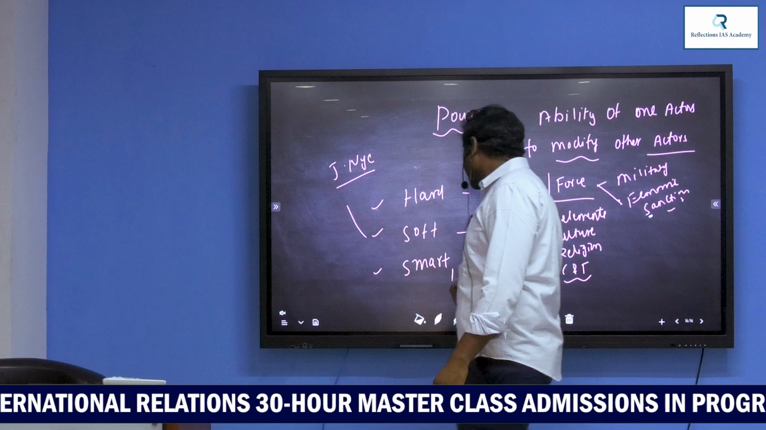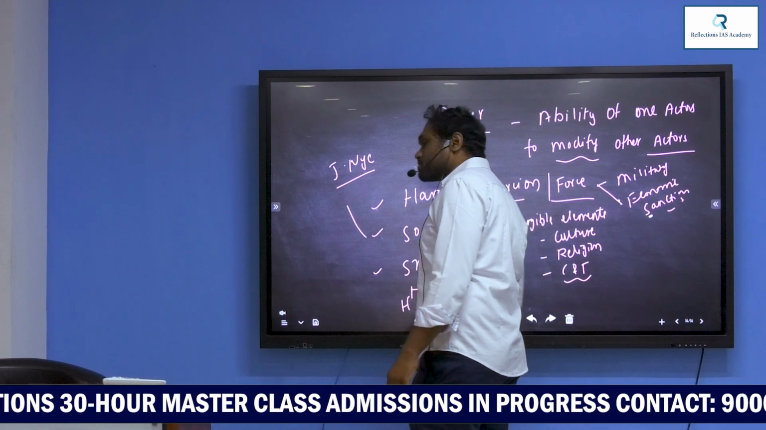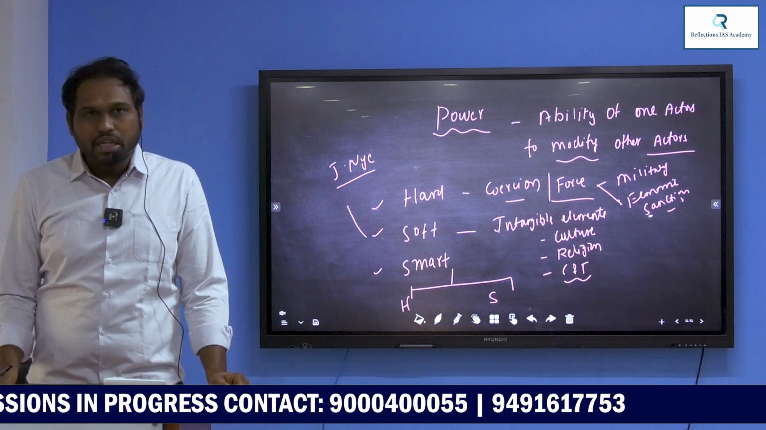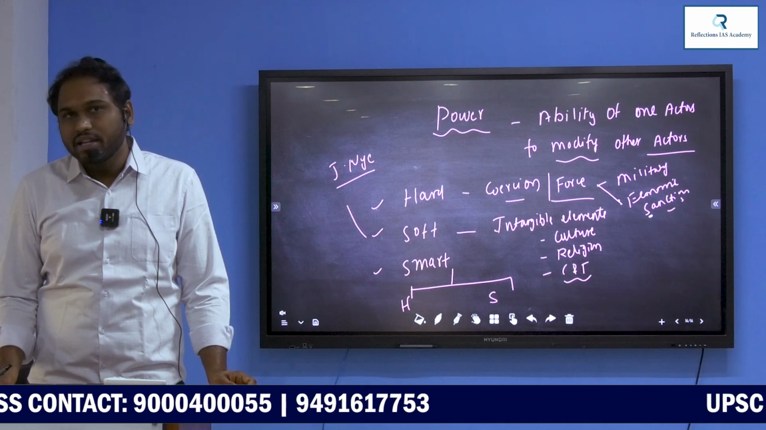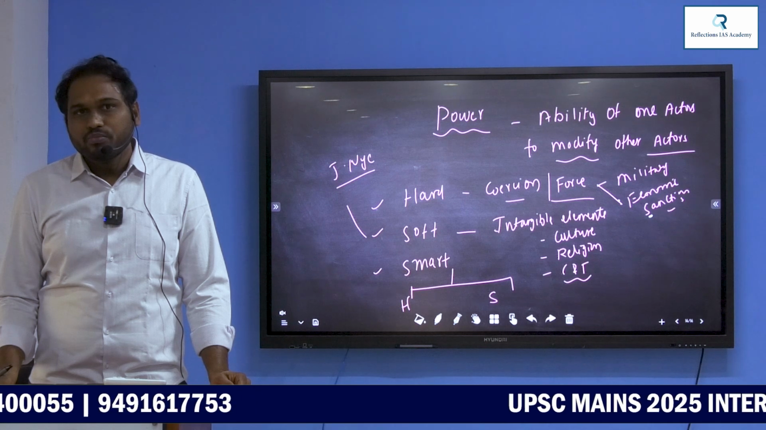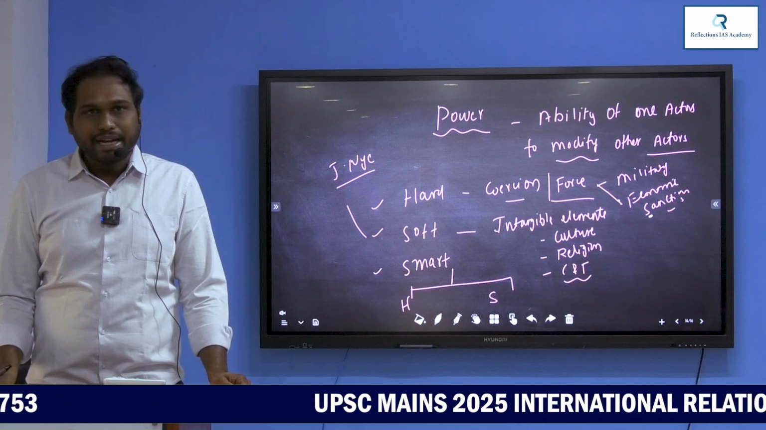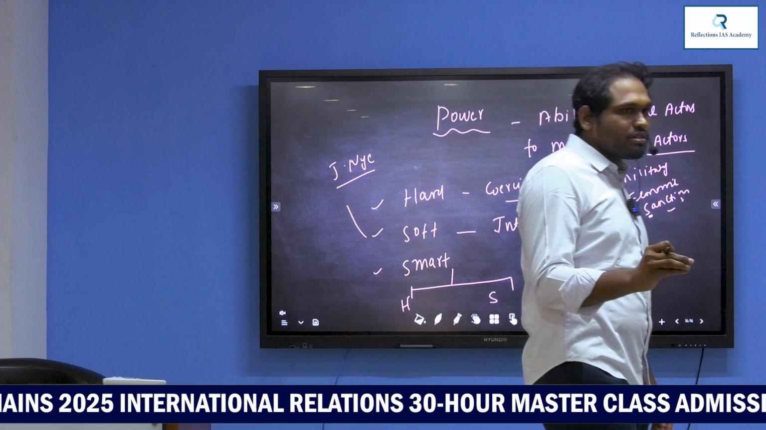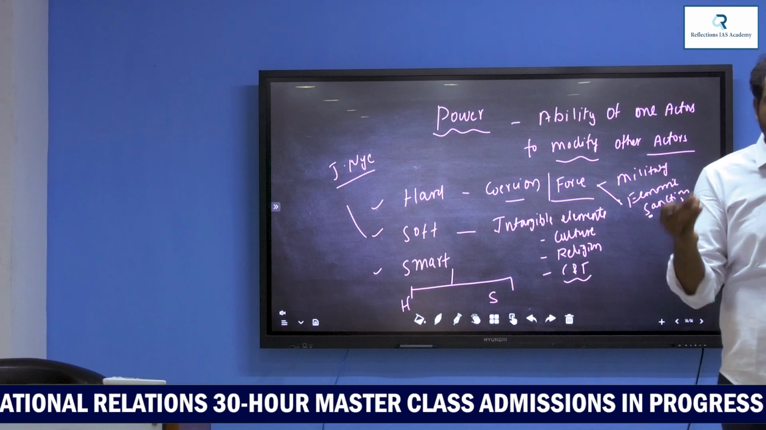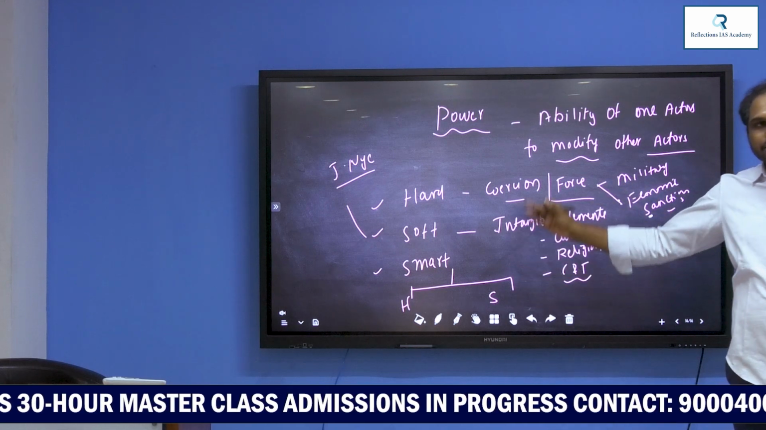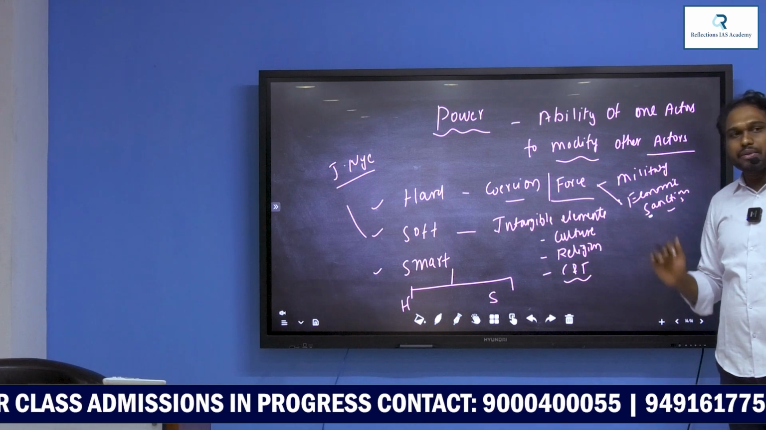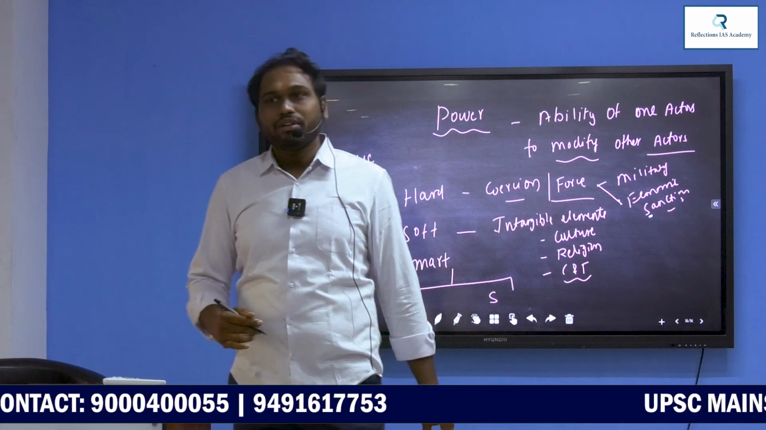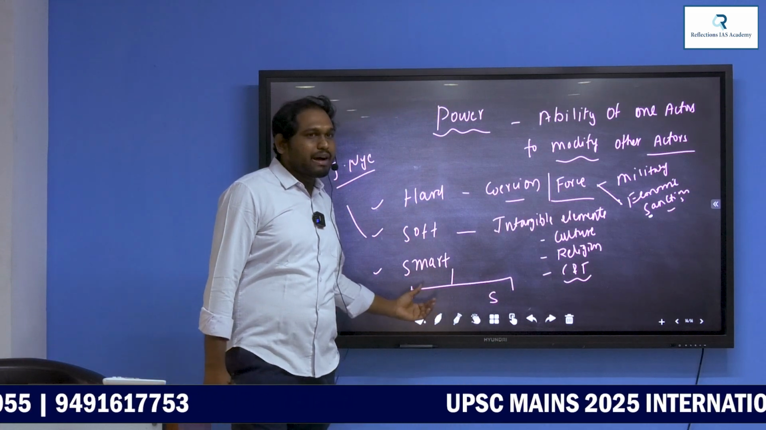Whereas smart power is the ability of any actor to use hard and soft power in those proportions as it feels necessary to achieve the ultimate objective of achieving the national interest of the nation which is trying to intervene. Any actor which uses both hard and soft power in proportions as it feels necessary. Let us say it uses hard power 20%, soft power 80%, or 50% hard power, 50% soft power, in proportions as it deems fit for modifying the behavior of the other actor. This kind of power is called smart power.